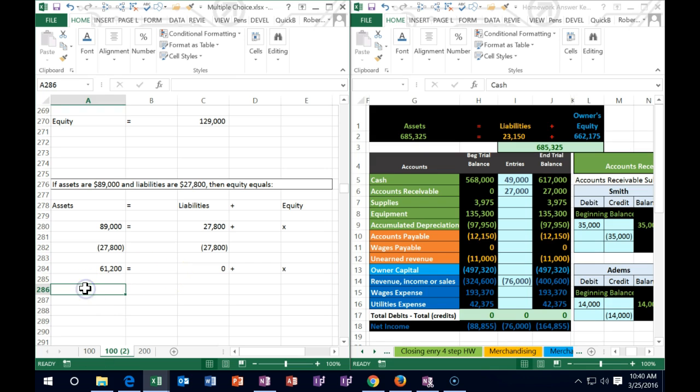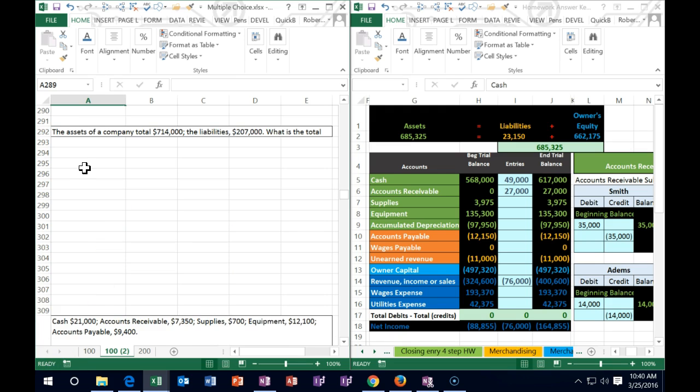I'm going to flip it and put X on this side, because that's how we like to read things. X equals 61,200. And therefore, we know that X is equity. So equity equals the 61,200.